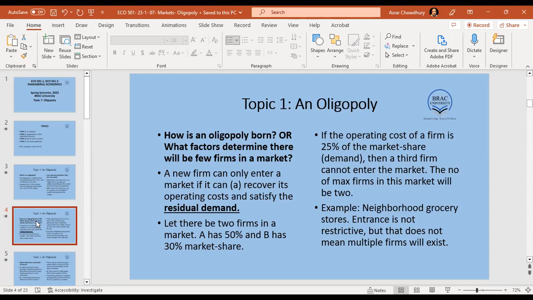Total market demand by the two firms is 80% is being satisfied. 20% is empty. But if the minimum operating cost for a firm is say 25% of the total market demand, then will I be able to enter? No, sir. So that means whether the government puts a barrier or not, automatically a third firm is not going to enter, and this market will be characterized by only two firms in the market.